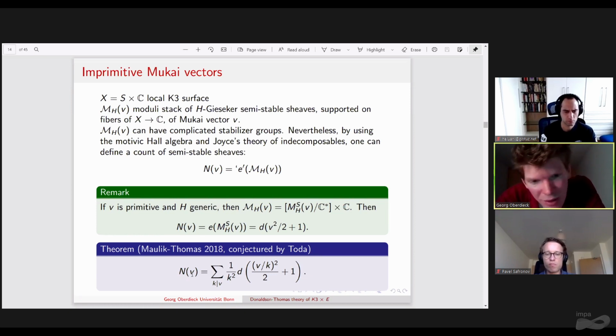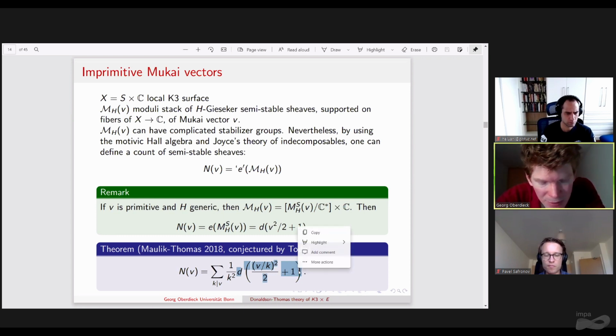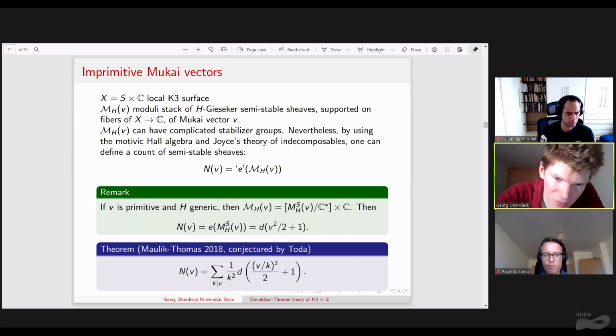The way you should read it is that on the right-hand side, you see this D. This is really the Euler characteristic of this Hilbert scheme. So it's really a count in a primitive Mukai vector. And so in some sense, you should read this as saying that the counts in the primitive Mukai vector also determine the count in the imprimitive case.